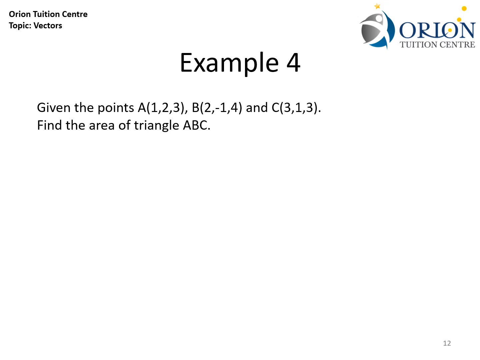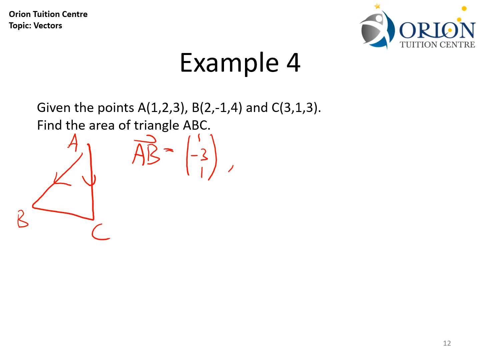In example 4, we are going to find out the area of triangle ABC, where the coordinates of A, B, and C are given. So I have this triangle over here, point A, point B, and point C. And if I want to find out the area of this triangle, I can use vector AB and vector AC and do a cross product between them. And this will first require me to find out the two vectors. Vector AB will be equal to OB minus OA, which is equal to (1, -3, 1). And AC will be OC minus OA, which gives us (2, -1, 0).